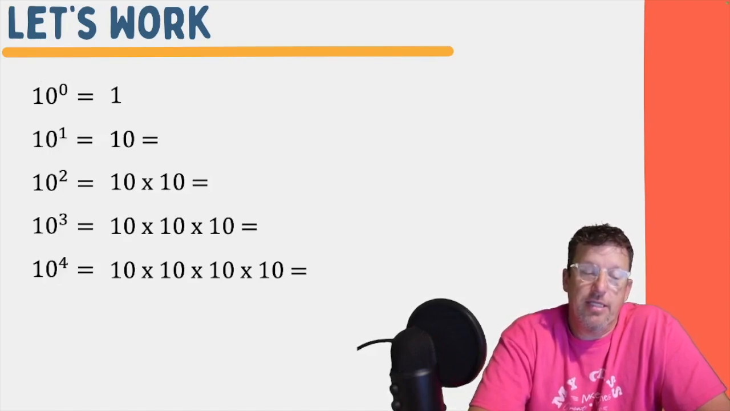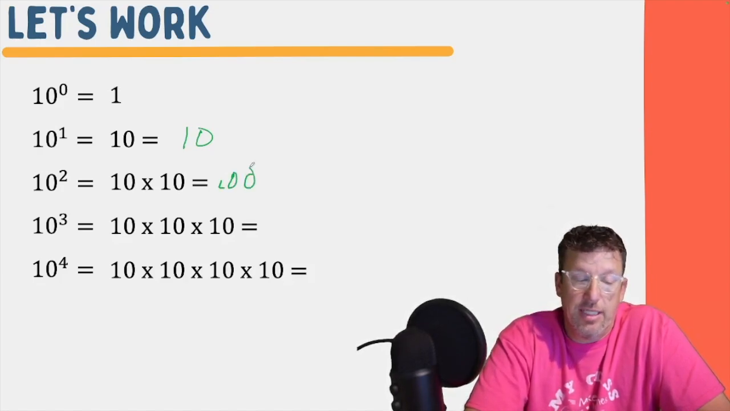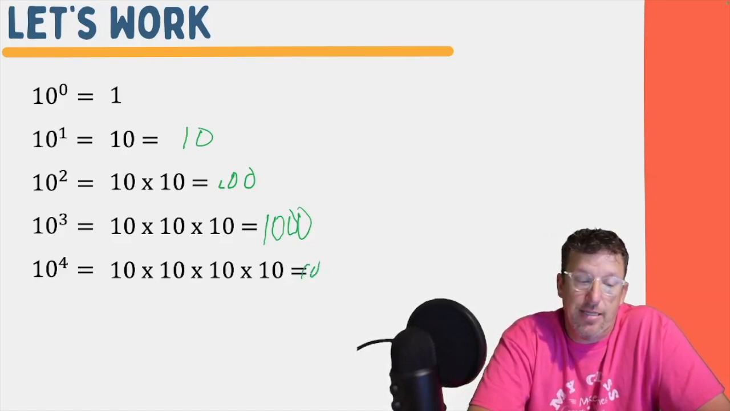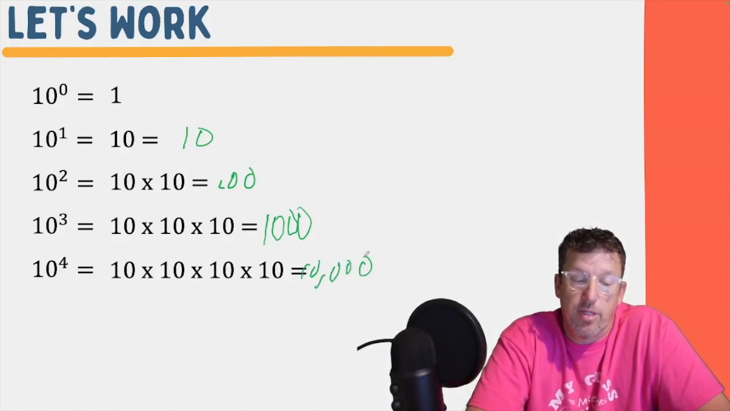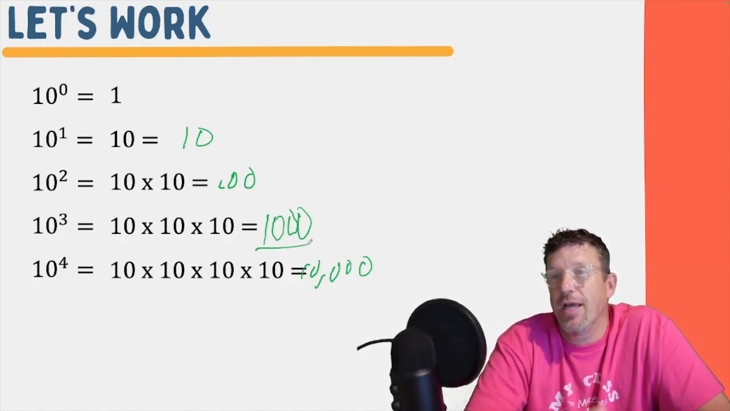If I solve all these, 1 is already done. 10 is equal to 10. What's 10 times 10? That's 100. What's 10 times 10 times 10? Well, 10 times 10 is 100 times another 10 is 1,000. And what is 10 times 10 times 10 times 10? Well, that's 10,000, because you took the last one and multiplied one more 10 by it, which means you made it 10 times bigger. Okay, see any patterns there?